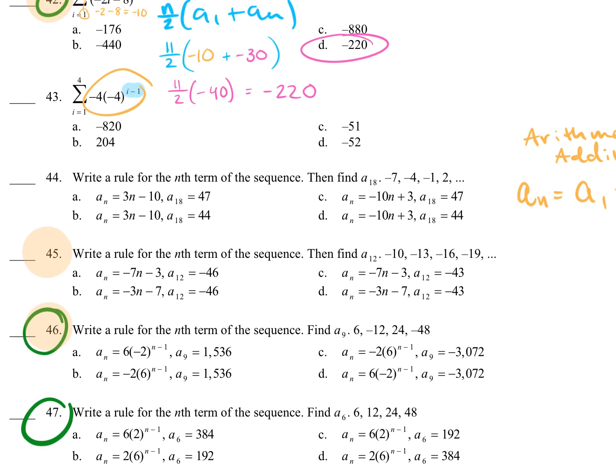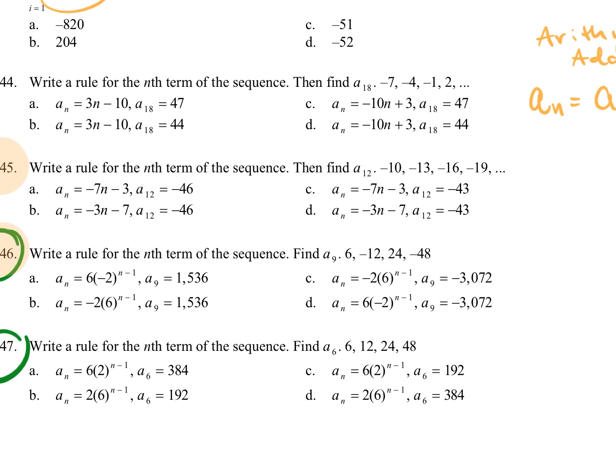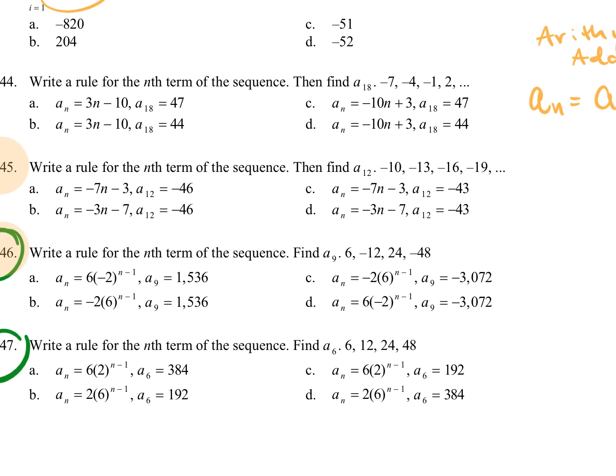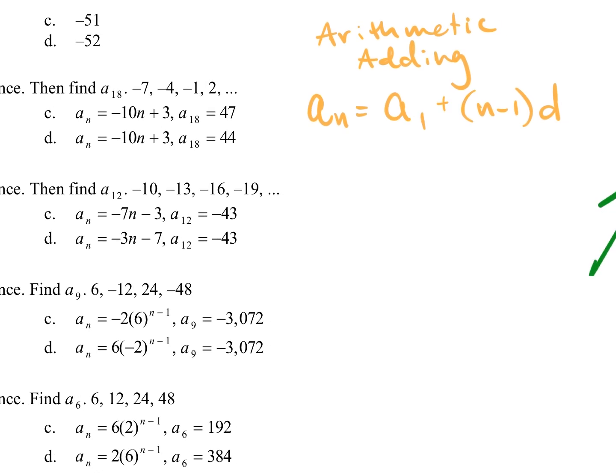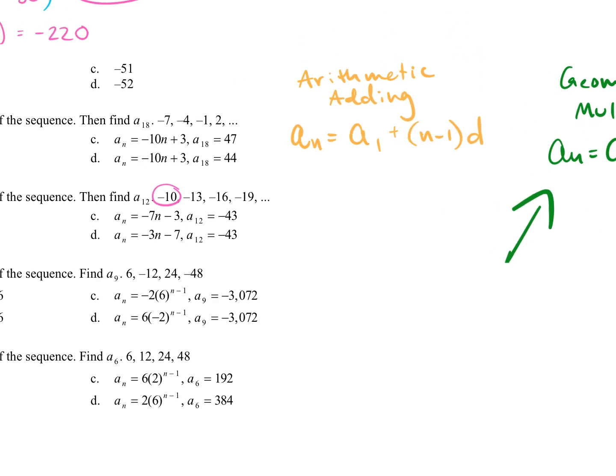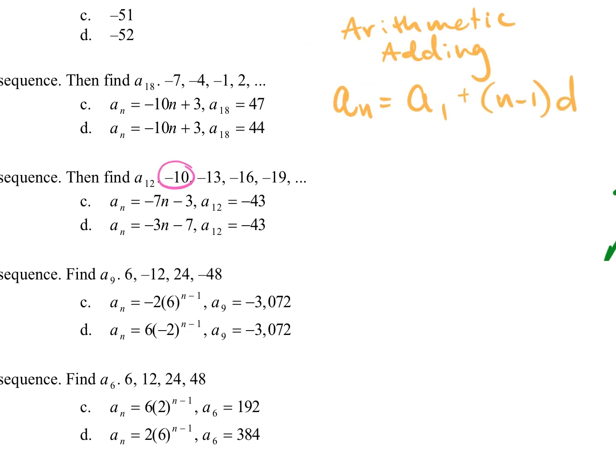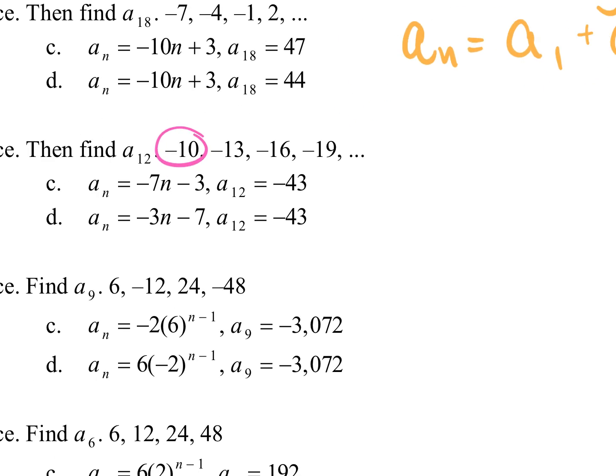All right, 45. We want to write a rule for the nth term of the sequence. Just looking at our answer choices, we see that it's going to be an arithmetic sequence. So for our arithmetic formula, we use a sub n is equal to a sub 1 plus n minus 1 times d. So our first term would be negative 10. So just looking at the answer choices, right?